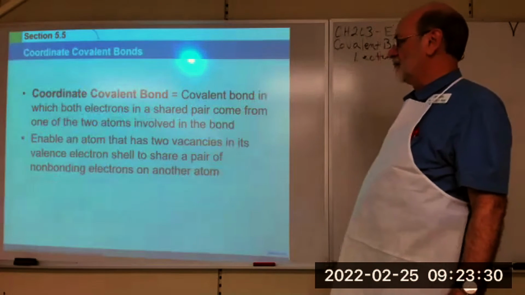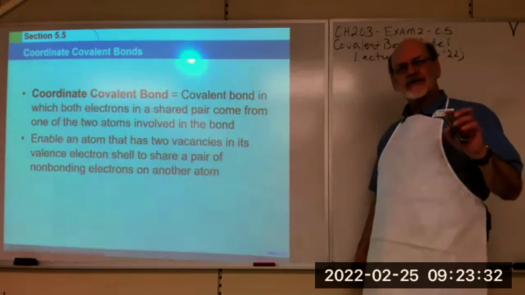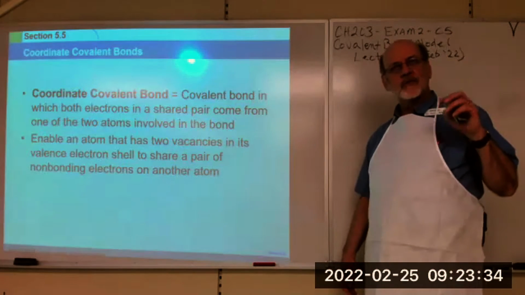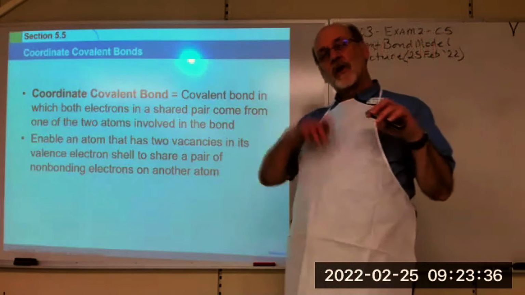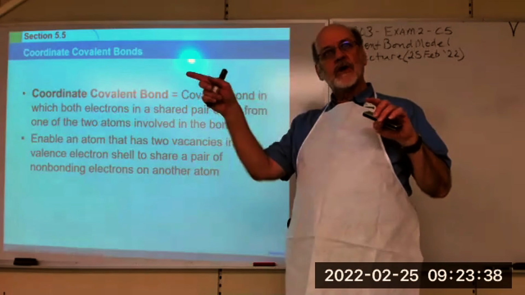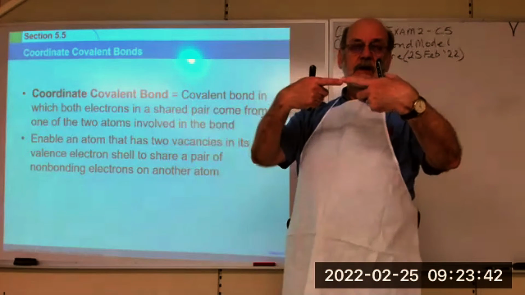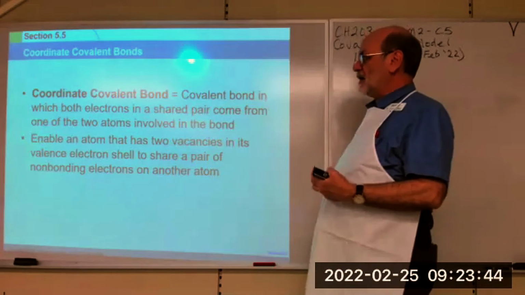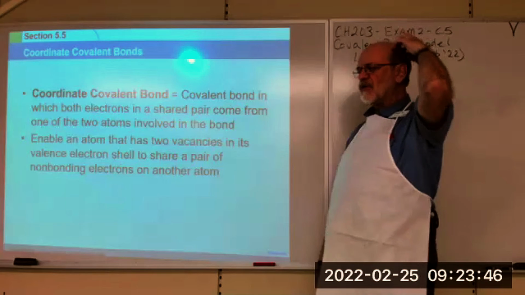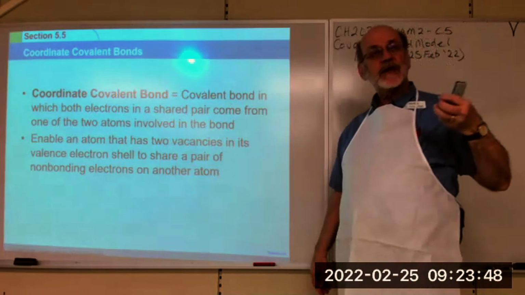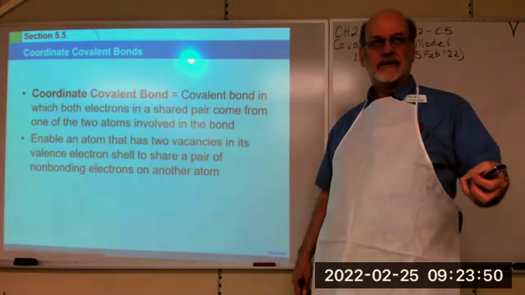Okay, there's a special kind of covalent bond. Up to this point, we've said we're sharing electrons. So one electron is donated from one atom and another electron donated from the other makes a bond. There's a type of covalent bond, a coordinate covalent bond, in which both electrons are donated by one atom.